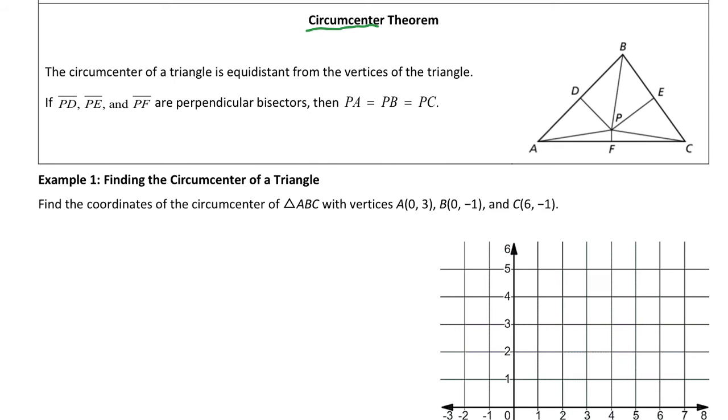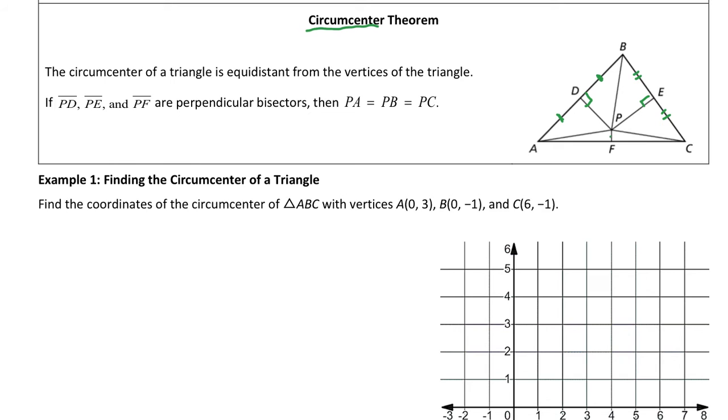So I want you to focus in on the triangle to the right. PD is a perpendicular bisector to AB. So PD is perpendicular to AB, and it is a bisector of AB. I'm going to draw that to show that that's a perpendicular bisector. PE is another perpendicular bisector. It is perpendicular to BC. It splits BC into two congruent parts.